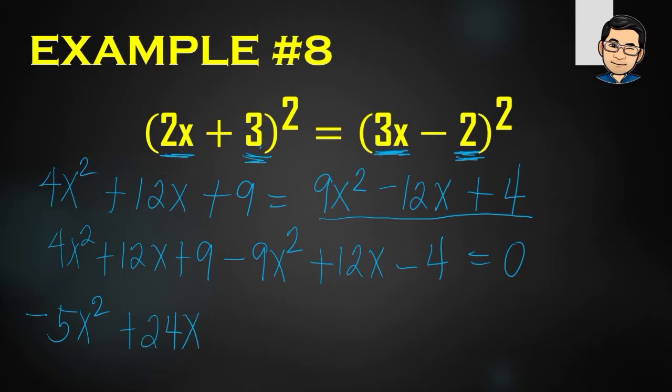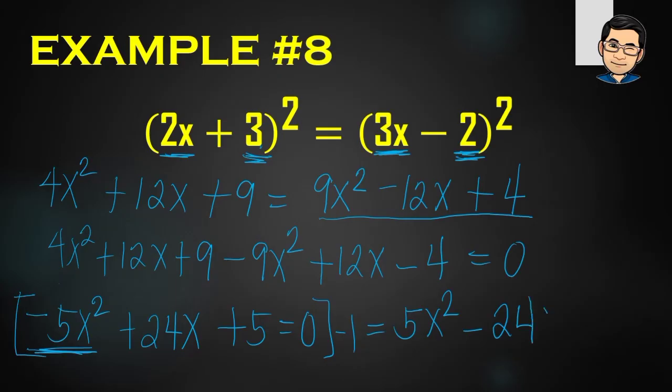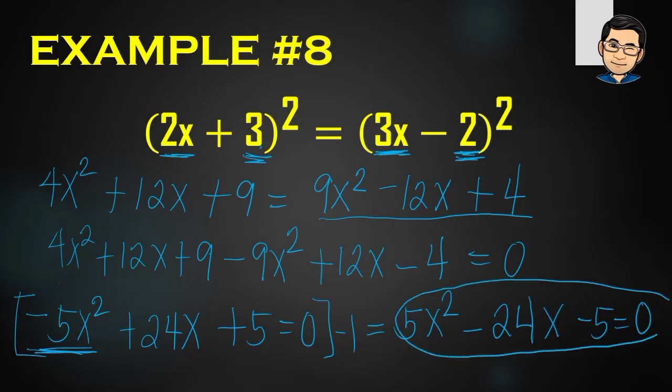9 minus 4 is positive 5 equals 0. So, since negative pa rin ang coefficient ng x squared natin, kailangan maging positive, we multiply it by negative 1. So, our final answer is 5x squared minus 24x minus 5 equals 0. So, this is our final answer.